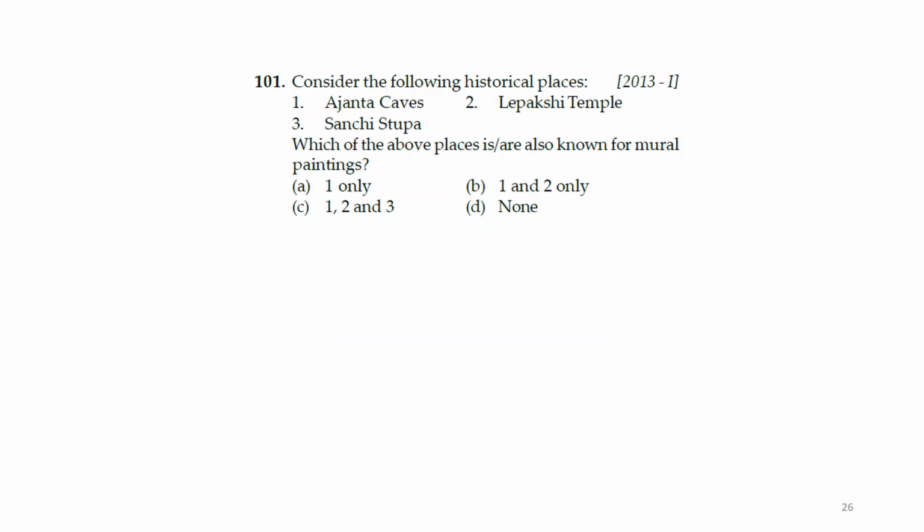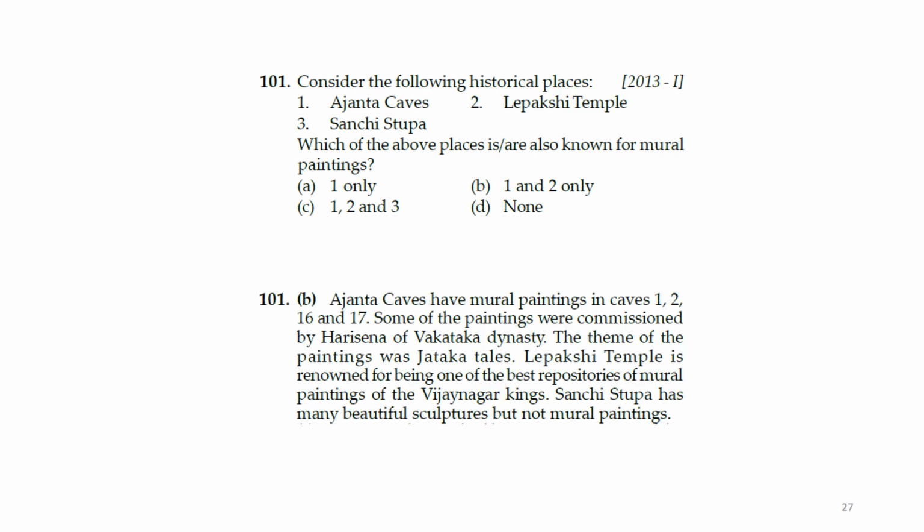Next question. Consider the following historical places: Ajanta Caves, Lepakshi Temple, Sanchi Stupa. They are asking which has mural paintings. So it is actually Ajanta Caves and Lepakshi Temple, which is known for mural paintings. So the answer is B.